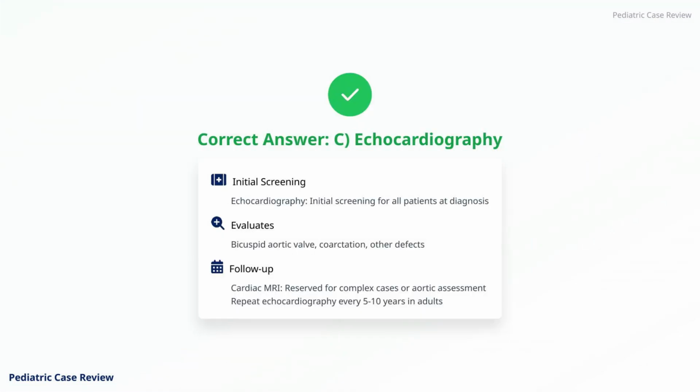Echocardiography is the initial screening for all patients at diagnosis. This evaluates for bicuspid aortic valve, coarctation, and other cardiac defects. Cardiac magnetic resonance imaging is reserved for complex cases or detailed aortic assessment. Repeat echocardiography is recommended every 5 to 10 years in adulthood.